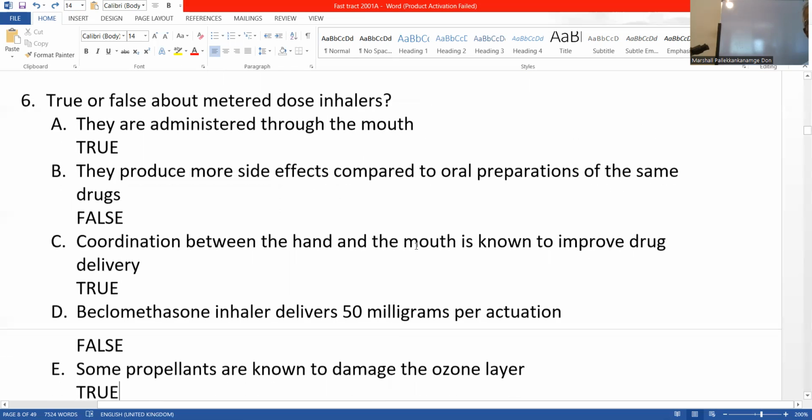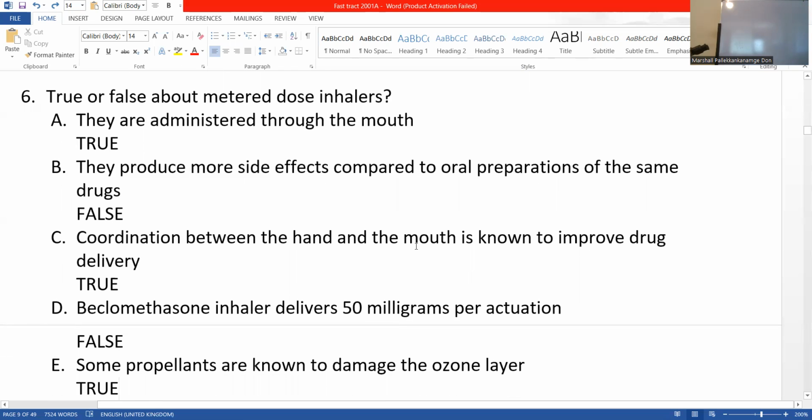True or false about metered dose inhalers. Inhalers are used mainly in asthma patients. They are administered through the mouth. That is true.